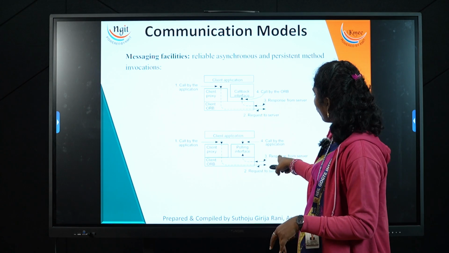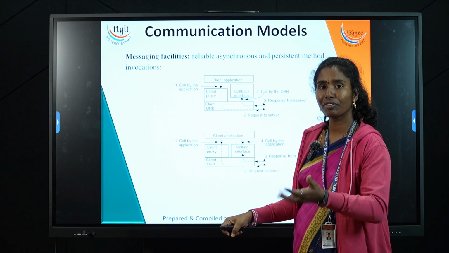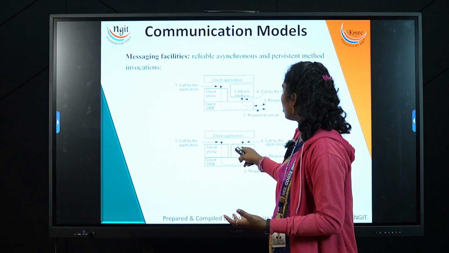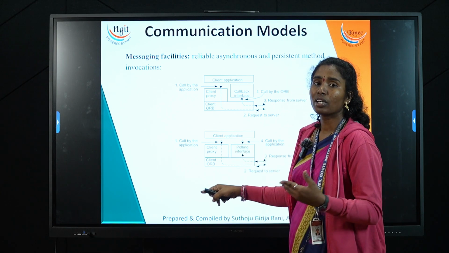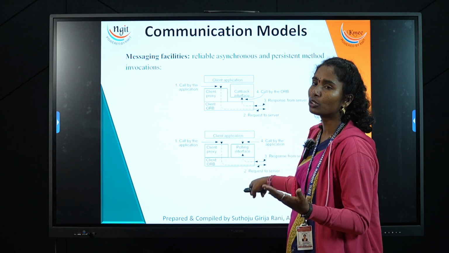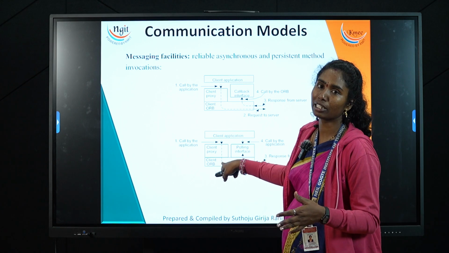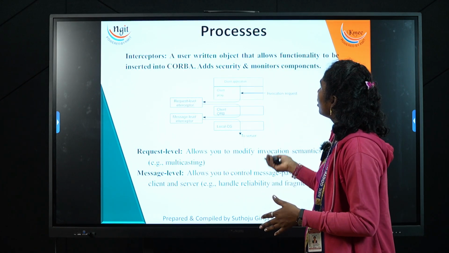The second one: when it is asking for the responses, while giving the responses it will ask for all the invocations through the polling interface. So which interface will be available? This is a callback interface, this is a polling interface. Next is a process.